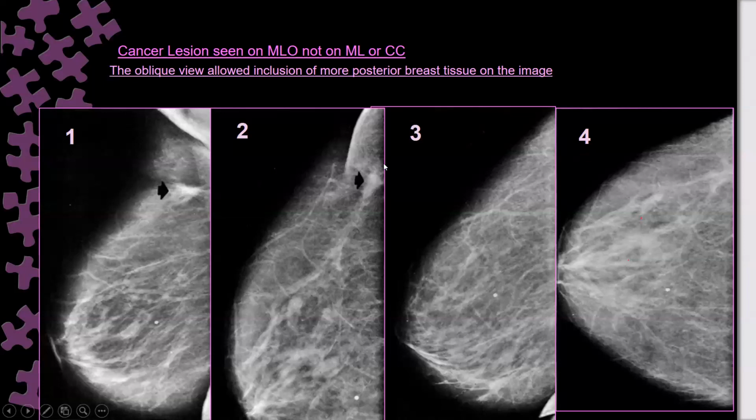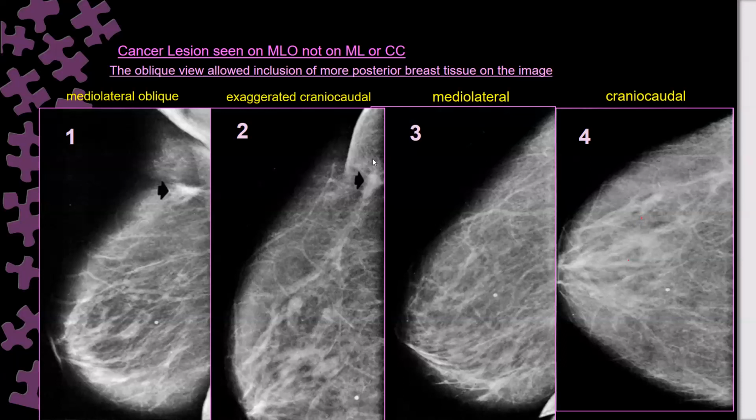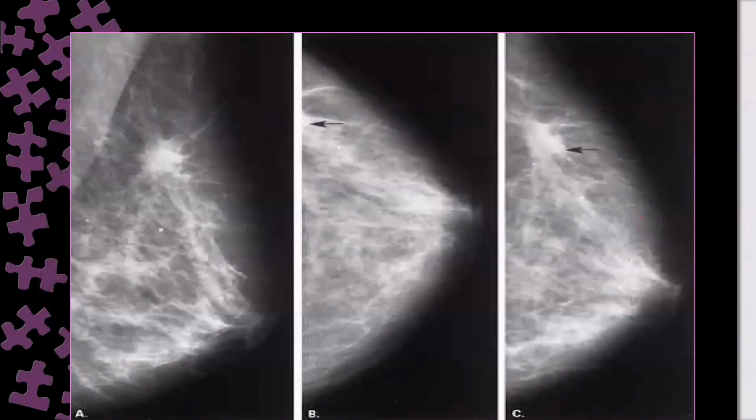Why? Because the more conspicuous lesion is seen in the posterior superior. Yes, this is obviously here in the axillary tail. Even though they have done the lateral view, it was not shown in the extreme posterior. But with the extended lateral view, you could visualize that. So you are right. This is the exaggerated craniocaudal view, the other oblique.